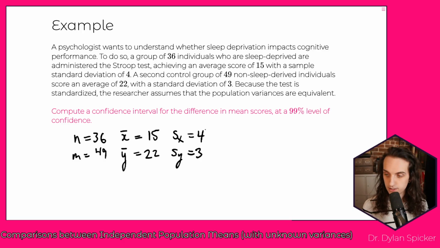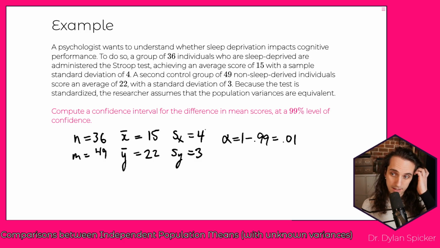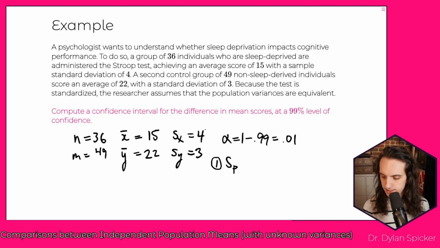Okay. We know that we want a 99% confidence level, and so this is going to turn to a level of significance of 1 minus 0.99, which is 0.01. Okay, and so with our 0.01 level of significance here, then we can work out what our critical value is going to have to be. The other piece that we're going to need to work out is what is our pooled variance estimate, right?